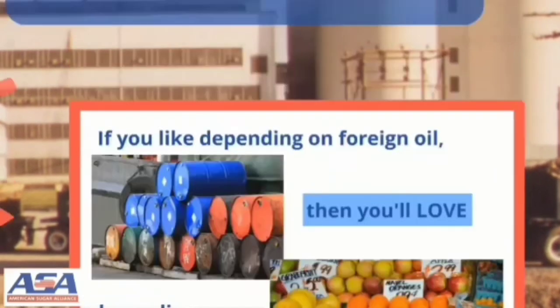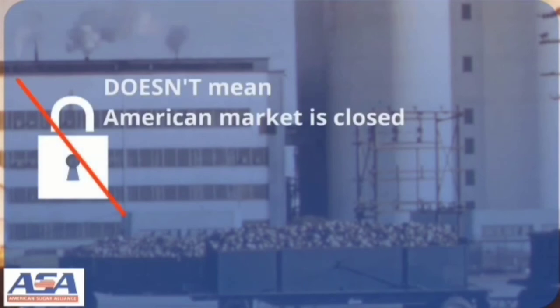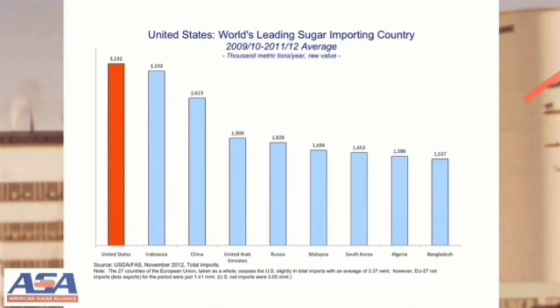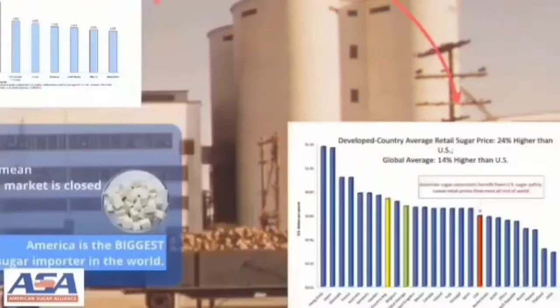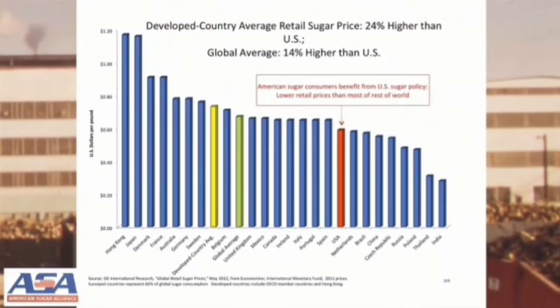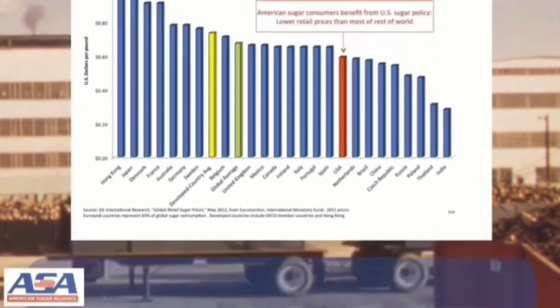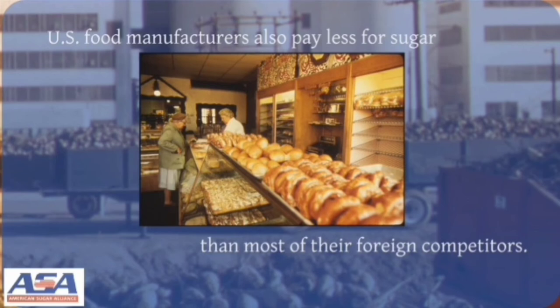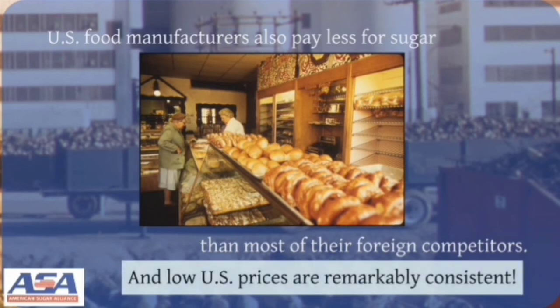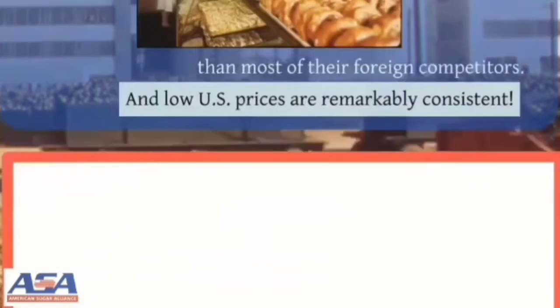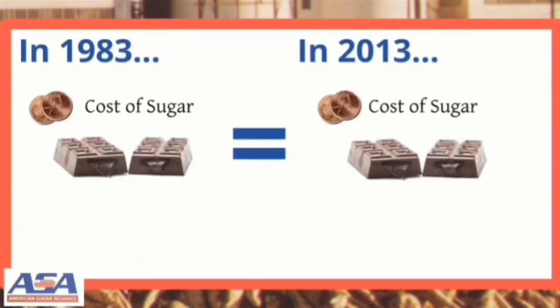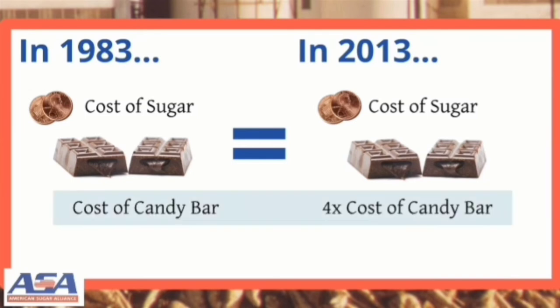That doesn't mean the American market is closed. America is the biggest sugar importer in the world. It also doesn't mean that U.S. consumers are paying a big premium at the grocery checkout. Grocery shoppers around the world pay on average 14% more for sugar than we do. U.S. food manufacturers also pay less for sugar than most of their foreign competitors, and low U.S. prices are remarkably consistent. The sugar in a candy bar cost the same in 2013 as it did 30 years earlier. That candy bar, on the other hand, costs 4 times more today.